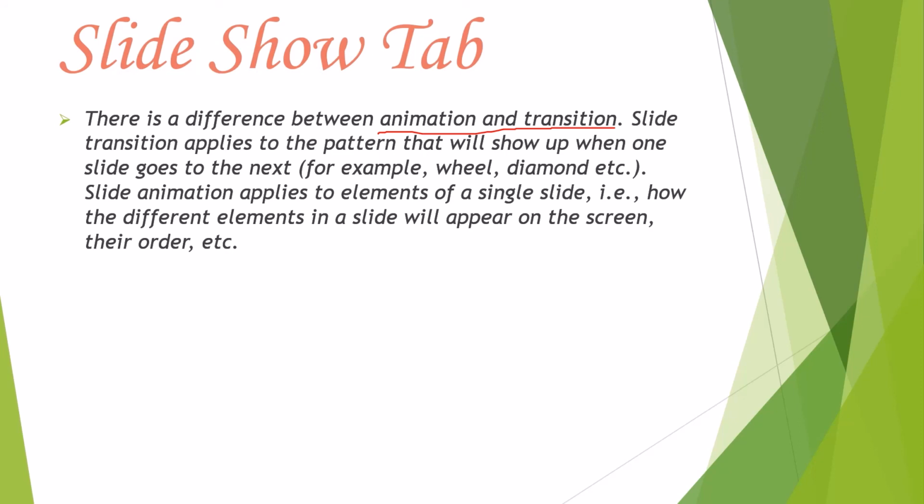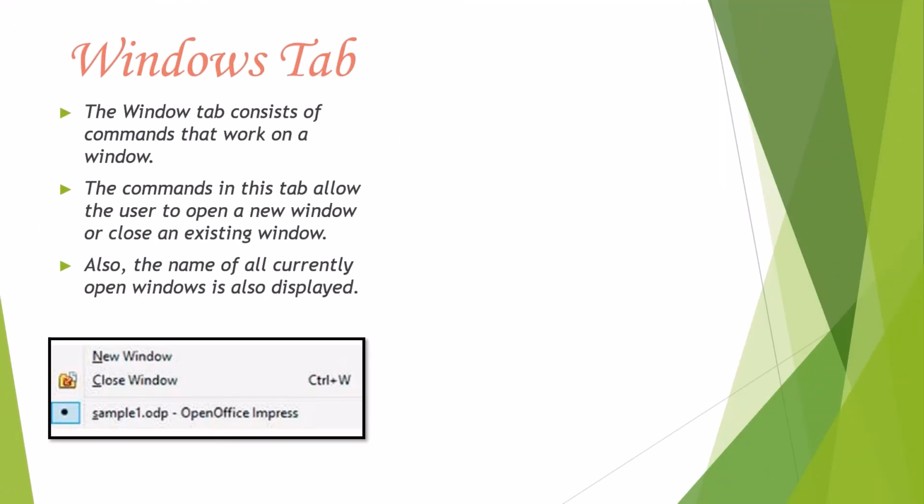Now let us talk about the Window tab and Help tab. First of all, the Window tab. Here is the image of the Window tab. Here you can see that there is an option of new window and close window, meaning you can open any new window or close the existing window too. And also in the Window tab, the names of currently opened windows will be displayed as shown here.